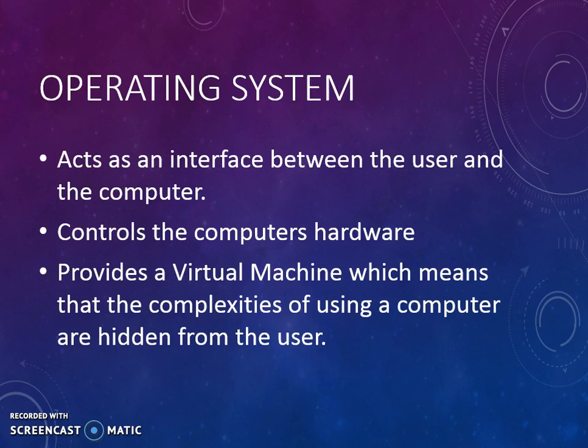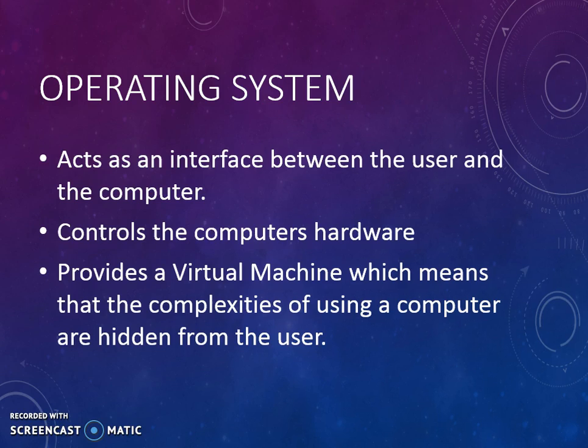Last but not least, which we've already talked about, is an operating system. An operating system acts as an interface between the user and the hardware. It controls the computer's hardware. It provides what's known as a virtual machine. A virtual machine is where the complexities of the hardware are hidden from the user. So providing the virtual machine is a key role of an operating system.